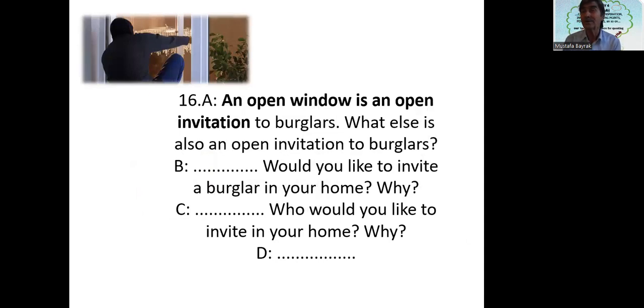An open window is an open invitation, like a motto. An open window is an open invitation to burglars. What else is also an open invitation to burglars? Leaving some post boxes, for example, leaving post boxes full for days, for a long time, is also an open invitation to burglars. Would you like to invite a burglar into your home? Of course not, because they are not worth being invited. They are not suitable. They don't deserve to be a guest.